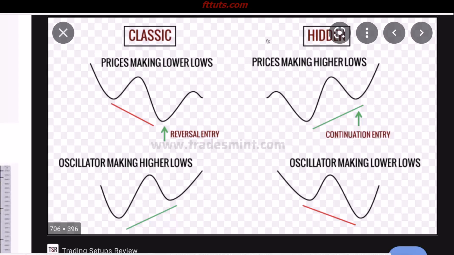Now, if anybody out there is a TA snob, you're going to say, Jason, that's not a hidden divergence when you're looking at CVD. You're right. It's technically not a hidden divergence, but it looks the same. And so for the sake of people understanding what they should be looking for when looking at CVD, you can think of it as you're looking for a hidden divergence, as if you were looking at the RSI.